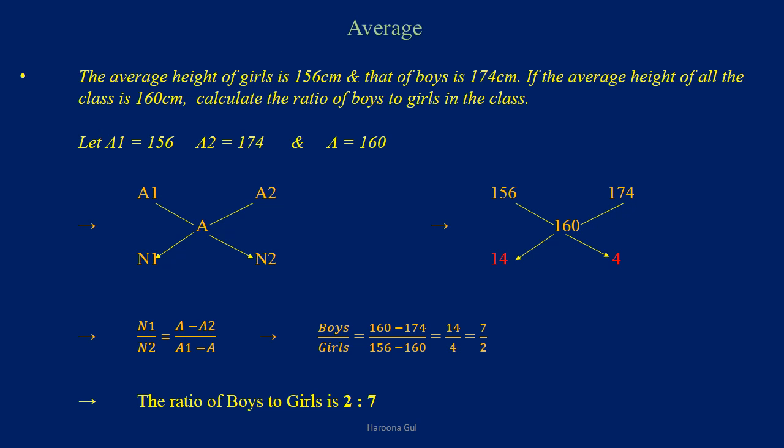Now you see, the question says, and that is the twist in this question, it is asking us to calculate the ratio of boys to girls, but we have the ratio of girls to boys as 7 to 2. So what we're going to do is write it the other way around, and our answer would be 2 ratio 7. That is, the ratio of boys to girls would be 2 to 7, right?